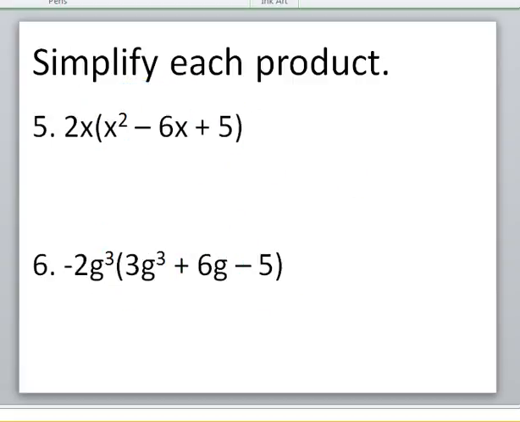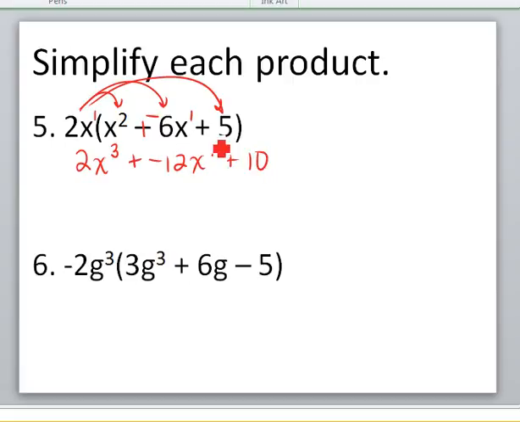My next problem, I'm going to change my signs to plus the opposite. Distribute. So I've got 2x to the first times x to the second is x to the third. Plus 2 times -6 is -12. X to the first times x to the first is x to the second. And then 2 times 5 is 10. Carry my x through.